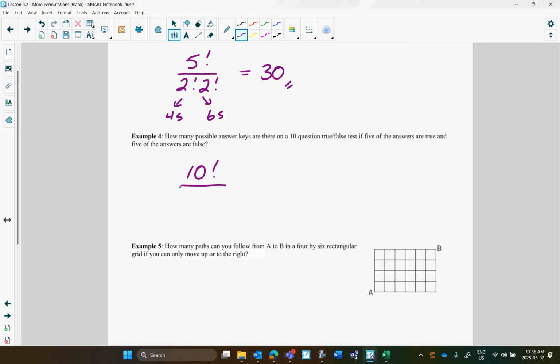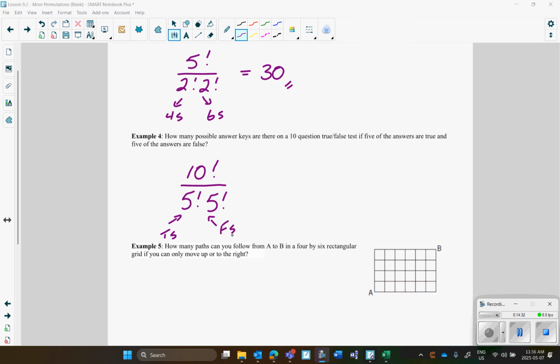There's 5 truths, and there's 5 falses. 5 factorial times 5 factorial. So this would be the truths or the falses, and this would be the other one. And this would be if there was 10 different ways to answer a true false, which is obviously silly, but. Just want to make sure I was recording. 252. Yep.